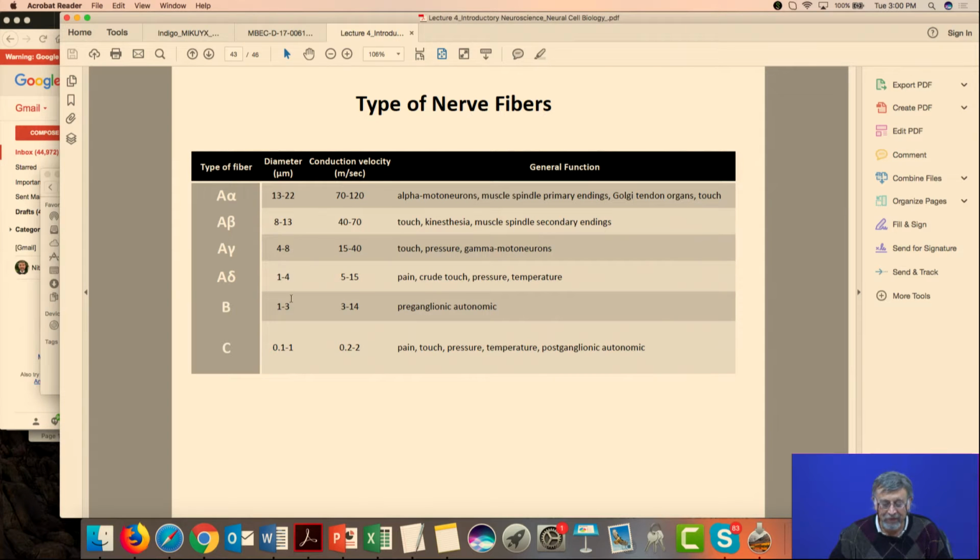So there are different diameters, as I told you. They can go from 0.1 micron to 20 micron. The so-called C fibers are very, very small. They carry pain, touch, and other information. Pain is very fast, so you need to get it very quickly. And these are slow movement-related fibers. So there are many different types of fibers.